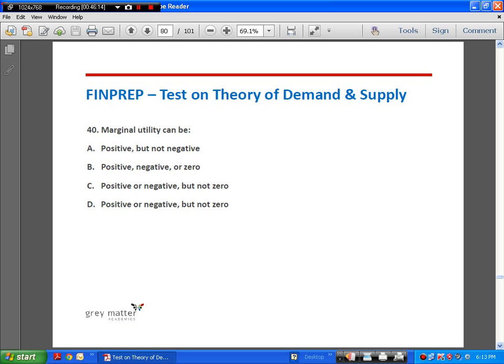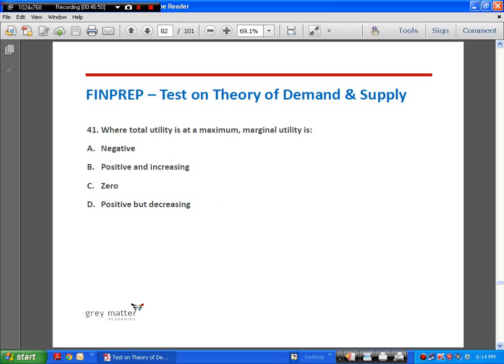When the total utility is increasing, marginal utility will be falling. And when total utility is maximum, marginal utility will be 0. And when total utility falls, marginal utility will be negative. Or in other words, marginal utility will initially be positive, then it becomes 0, then it becomes negative. Therefore, the right answer is option B, positive, negative or 0.